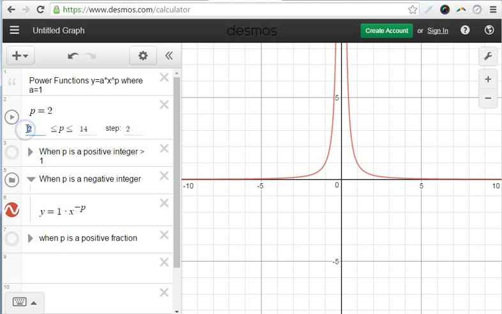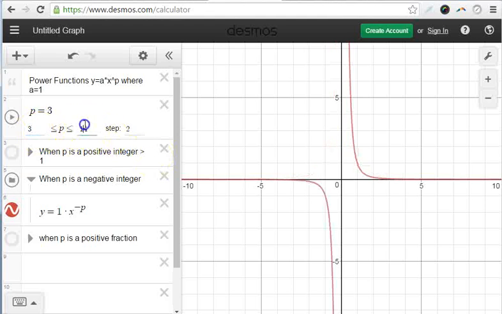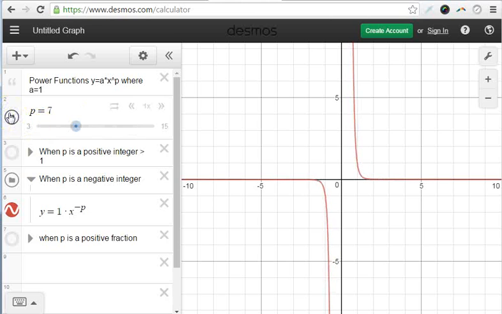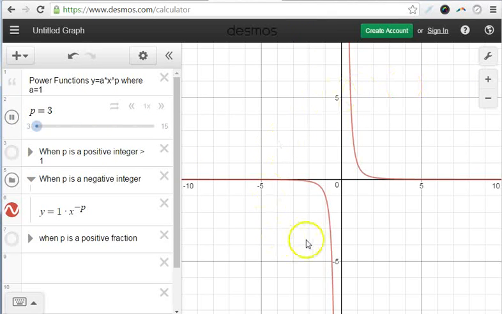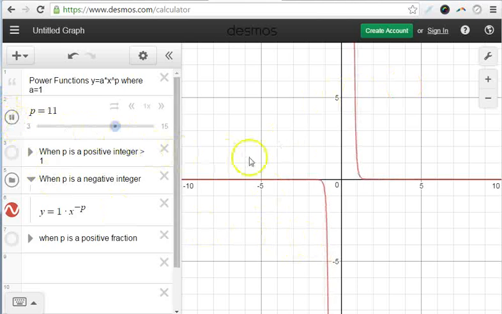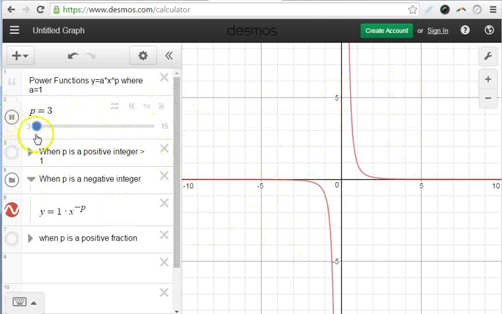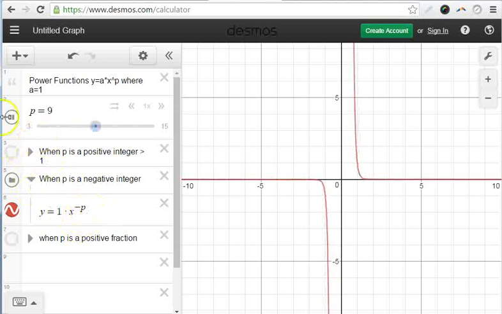What happens when p is a negative odd integer? Let's see what happens there. So now we have a slightly different graph. It still is separated into branches, but one branch is in the first quadrant and one branch is in the third quadrant. And this is what happens when p is a negative odd integer.